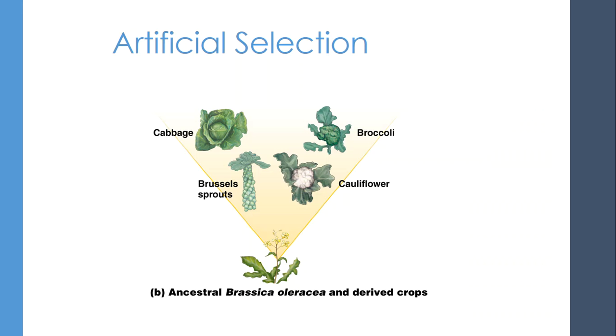We can also artificially select things, we can select certain characteristics and breed them. We've done this with farming, right? Broccoli, cauliflower, Brussels sprouts, and cabbage all come from a common ancestral plant that we then bred different plants together that had desirable characteristics, and wound up with these different things.